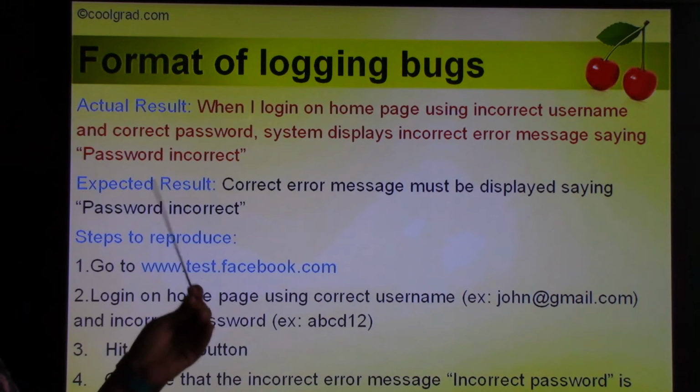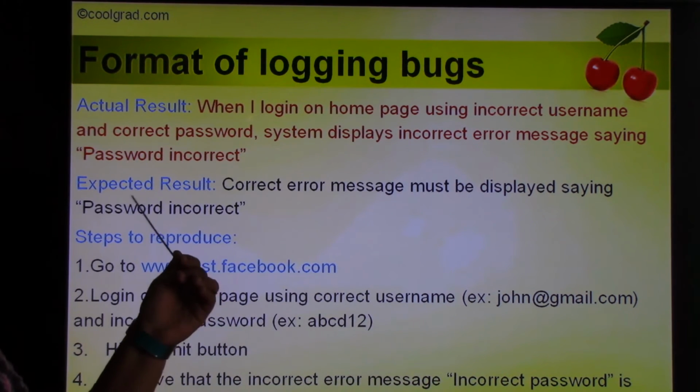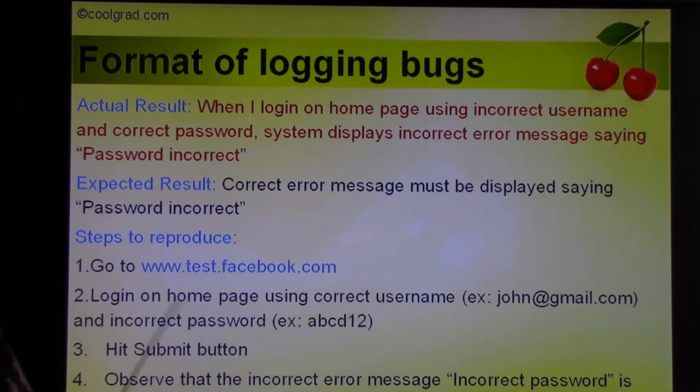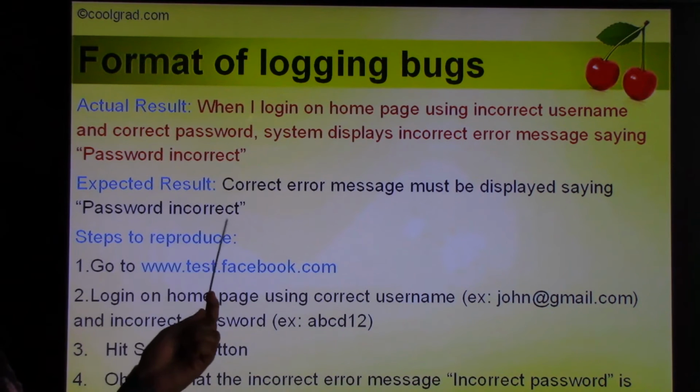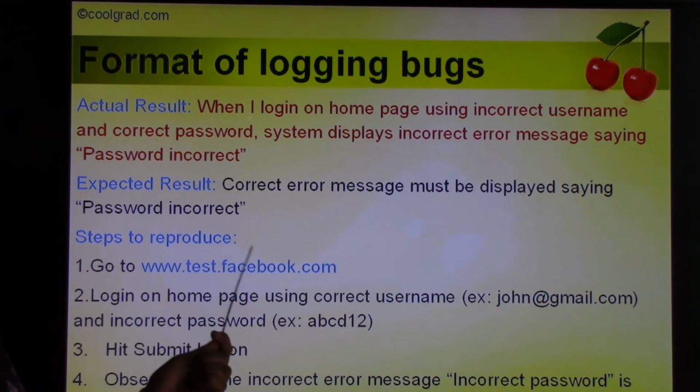If the error message was supposed to say password incorrect and instead it says username incorrect, that's a bug. Suppose the error message was supposed to say username incorrect and instead it says password incorrect, that's also a bug. So what is it you saw? What were you expecting to see? And how did you reproduce it? That's exactly the format of a bug.